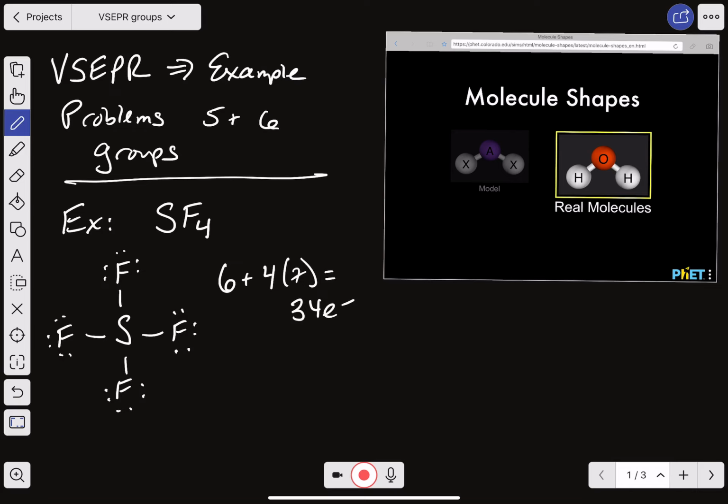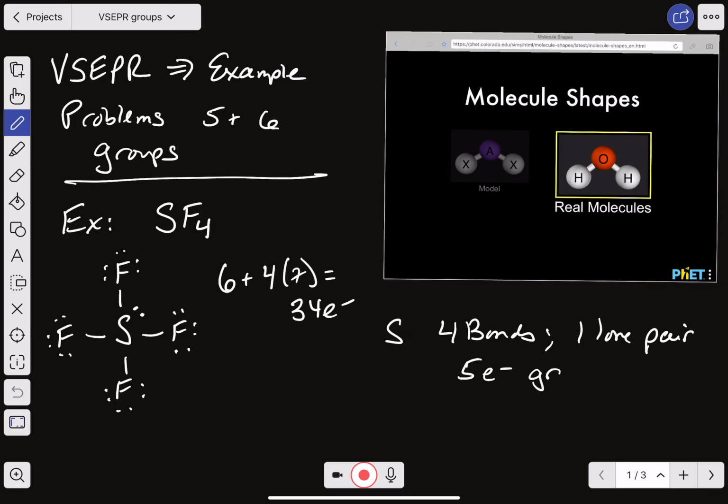Now the fluorines, being in that first full row of the periodic table, can't take any more electrons than 8. So that last pair of electrons, to get to 34, has to go around the sulfur. This is an exception to the octet, because now sulfur has 2, 4, 6, 8, 10 electrons around it. So it's got 5 electron groups: 4 bonds and 1 lone pair. I'll write that down. Sulfur has 4 bonds and 1 lone pair, a total of 5.